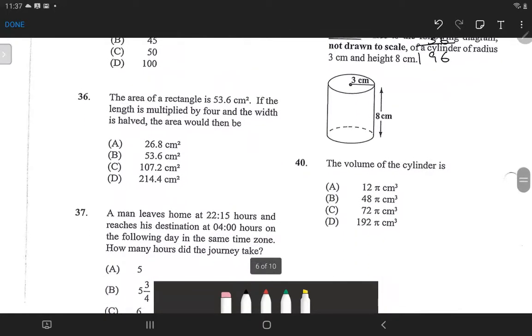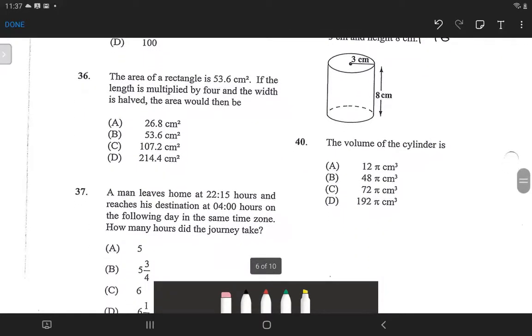So the area of a rectangle is 53.6 centimeters squared. If the length is multiplied by 4, so we have length by width is equal to 53.6. So they say that the length is multiplied by 4. So you have 4L, and the width is halved.